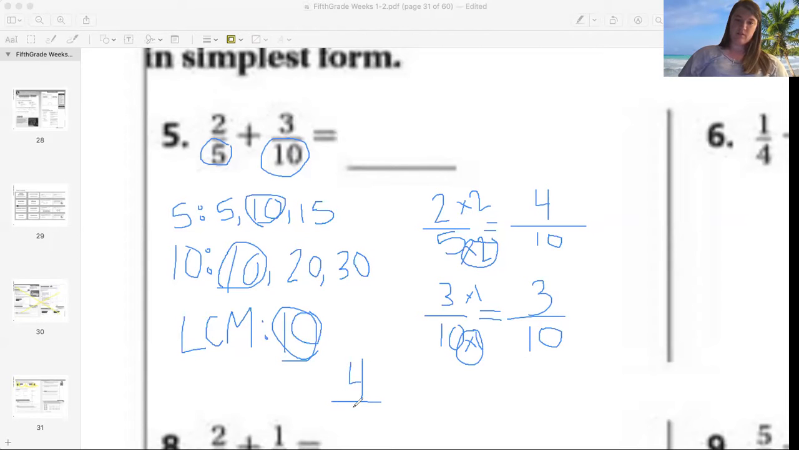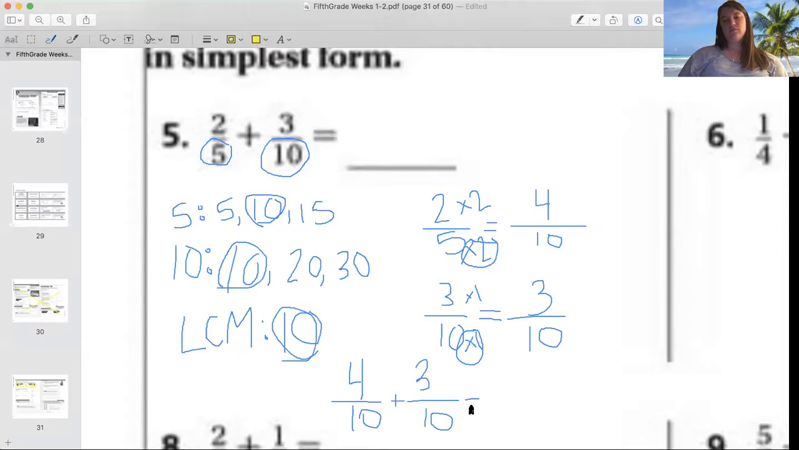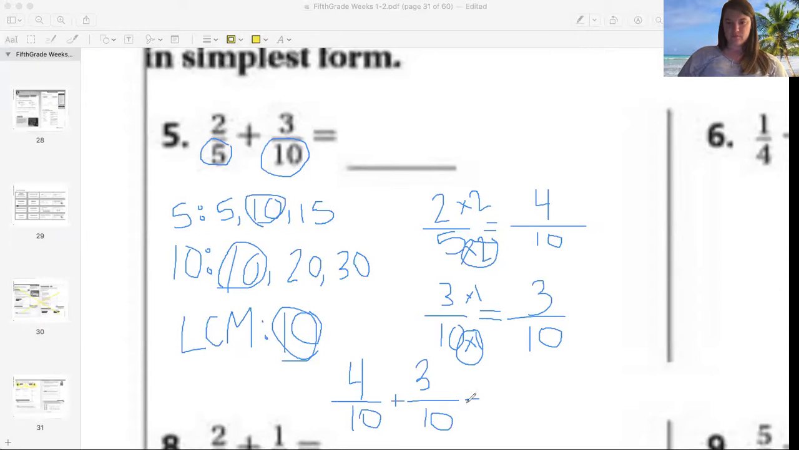So we'll do 4/10 plus 3/10. Oh no, please hold, I broke it. There we go. Okay, so 4 plus 3 is 7, so 7's our numerator, and now our denominator is the same and we're adding, so it just stays exactly how it is. So that would be 7/10.